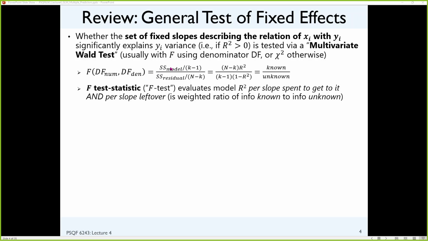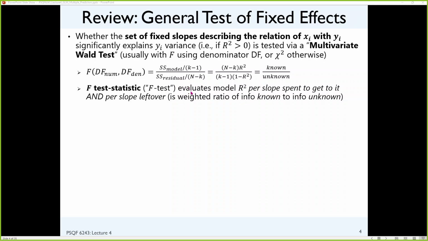The numerator part then here is how much information did your model capture divided by how many slopes it took to capture it. The denominator is how much information is left over divided by how many slopes you could have still added. Another way of writing that is as a function of r squared. So essentially what F boils down to is it's a ratio of how much you know versus how much you don't know. F has to be positive because these are in squared units. So SS stands for sums of squares.